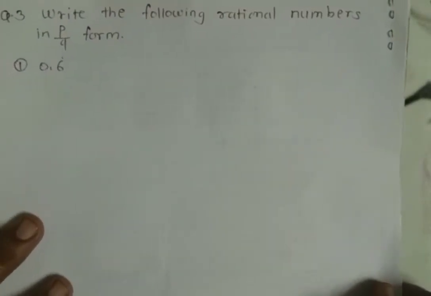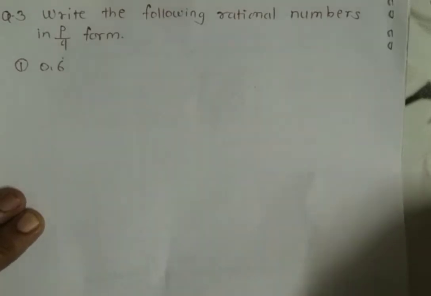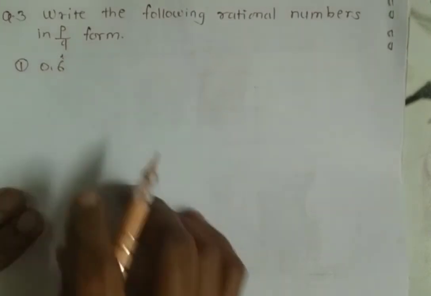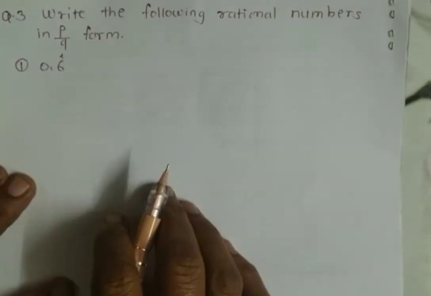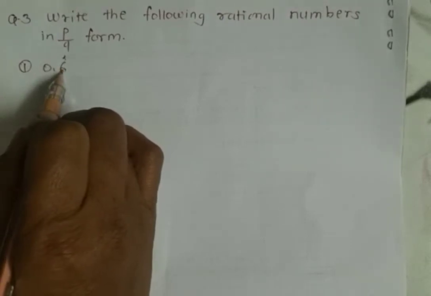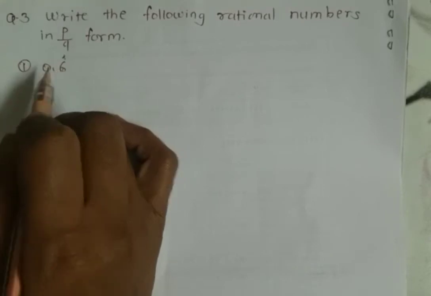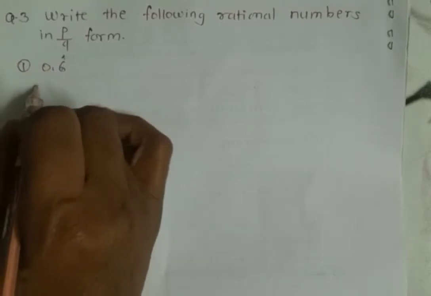Now question number 3 of the same practice set is: write the following rational numbers in P upon Q form. Now the decimal form is given and we have to write it in the form of P upon Q. Here it is 0 point recurring 6. Recurring 6 means this digit 6 is repeating again and again. That's why we start here.